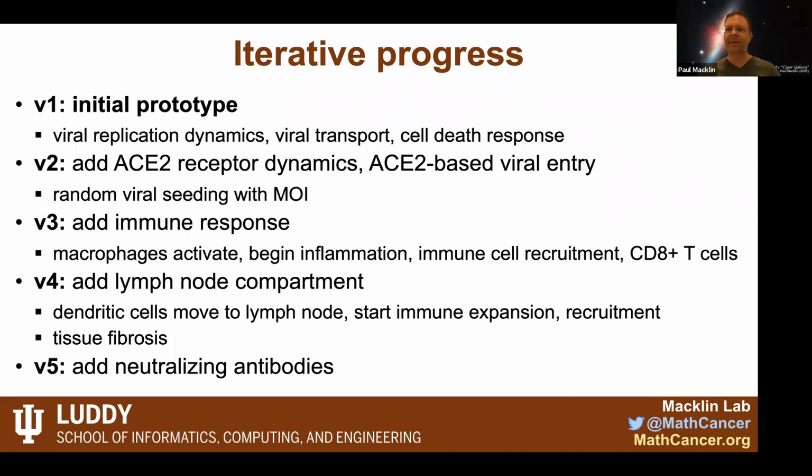Version 4, though, realized that it's not just about that local response. You have to have the systemic response too. So we had the local inflammation leading to recruitment of immune cells, but then they go to a lymph node where we had an ODE model to model the ramp up of CD4 and CD8 positive T cells and the creation of antibodies that could come back into the tissue. And then in version 5, we added neutralizing antibodies.